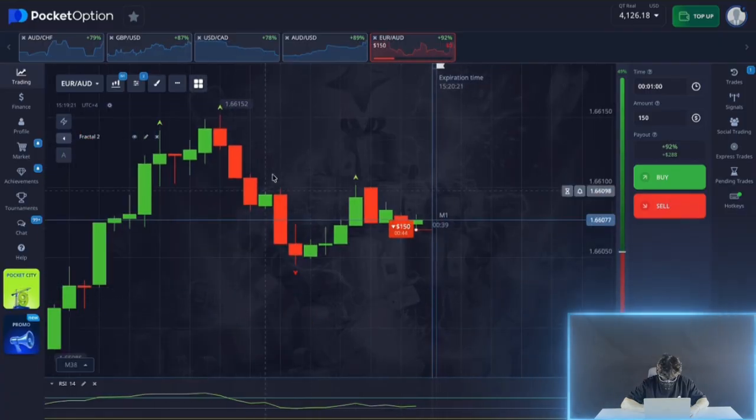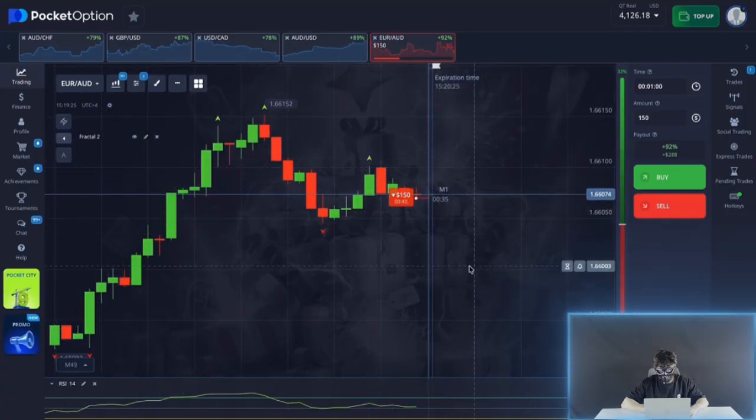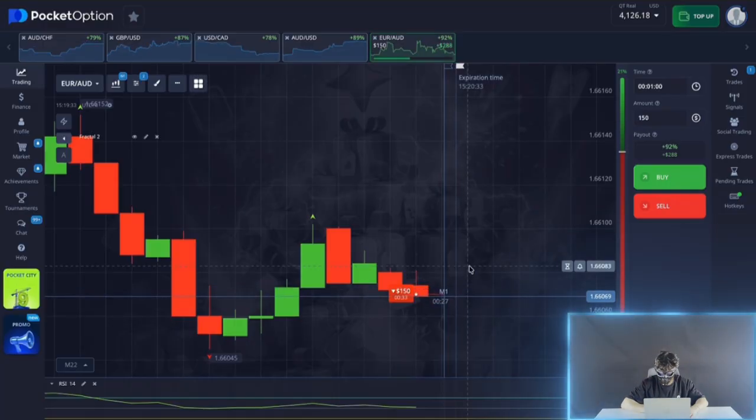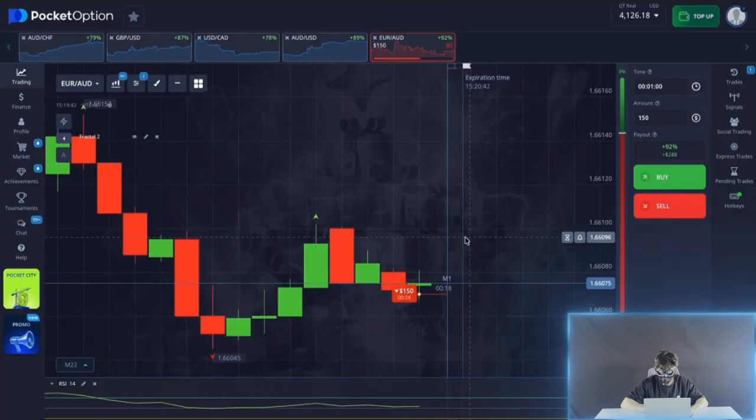Overall, we have consolidation here. As you can see, a pattern like this is emerging. And I think that the chart will now slowly go down, so I've opened a downward trade. Let's see what comes of this. For now, yes, the situation is somewhat uncertain and unclear, but we need to patiently wait for a little while longer until the end of our trade.